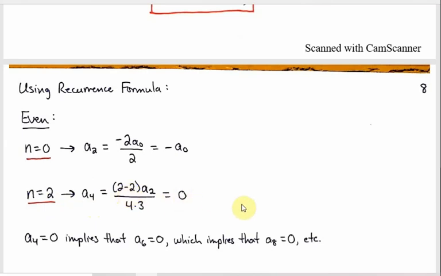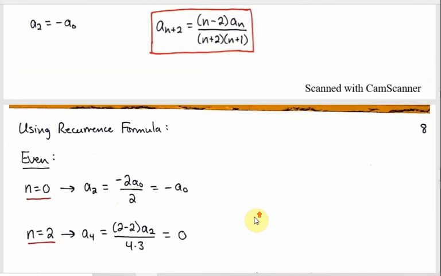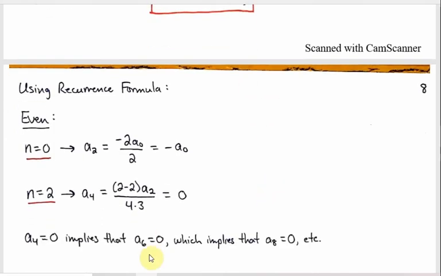And then you go, well, the way that this is set up, if I scroll back up to it for a second, there's a difference of 2 between the indexes. So that means if a4 is 0, a6 is going to be forced to be 0, right? Because it's going to be n minus 2 times a4 over this, but that's a 0. So a6 is 0, but if a6 is 0, then a8 is 0, and so forth. So for the evens, really we're just going to have an a0 and an a2. And then everything after that is 0.